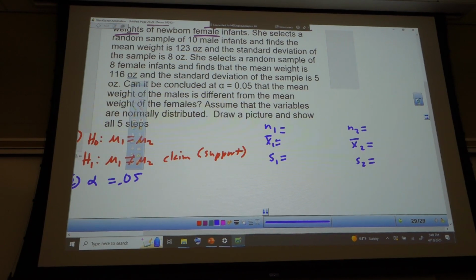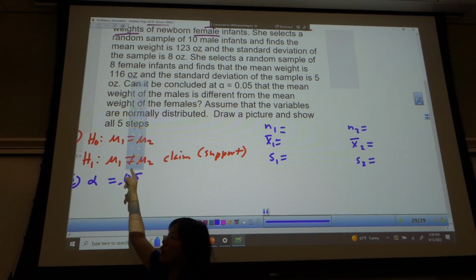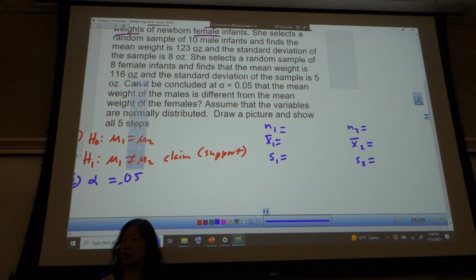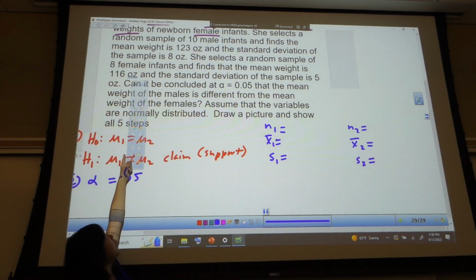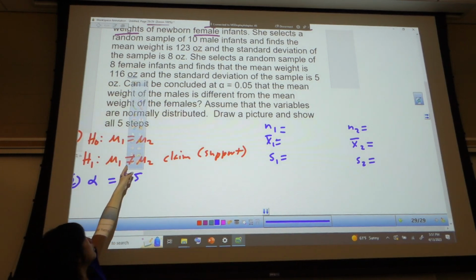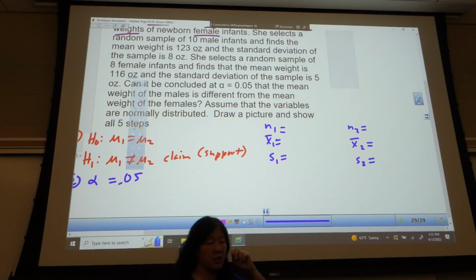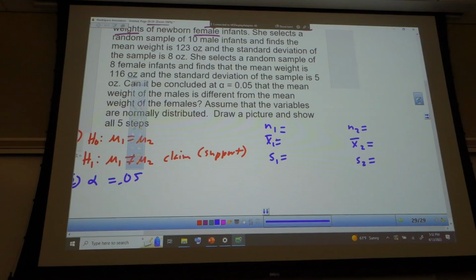Plug them in. Just to reiterate, H naught is only my claim when my claim is that there's no difference, when my claim is that they're the same. When my claim is that it equals something, that's when my claim is H naught. If my claim is that they differ, they're different, then my claim is that they're not equal. So in this case, my claim would be H1, that they're different. Oh, wait, they're not equal. Sorry, did that wrong. All right, so step 3.